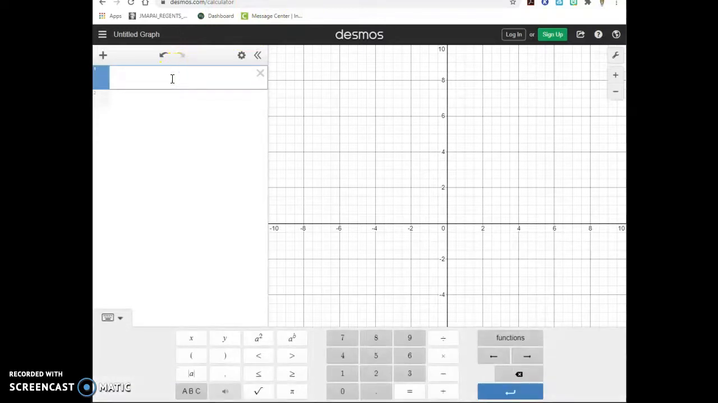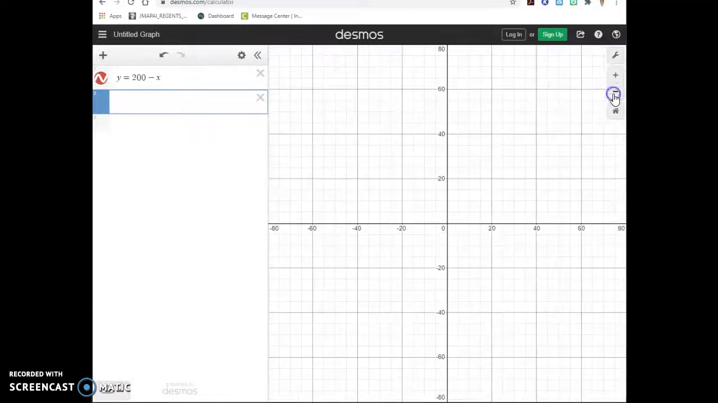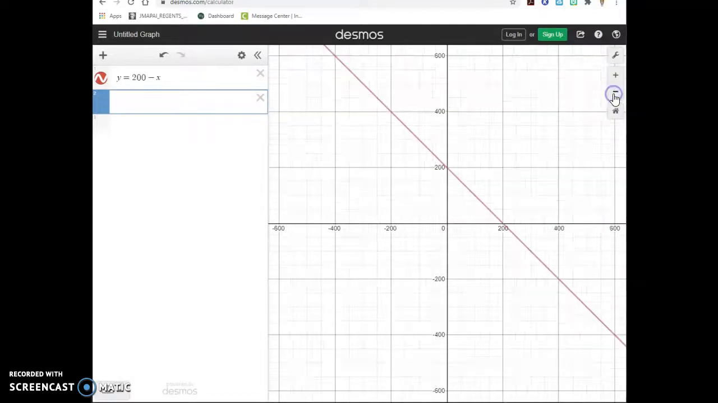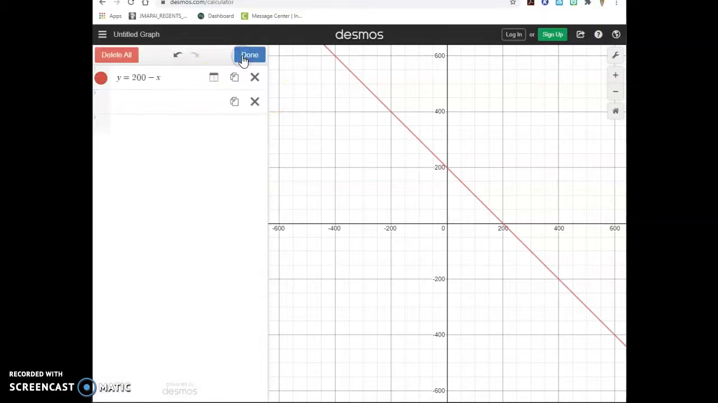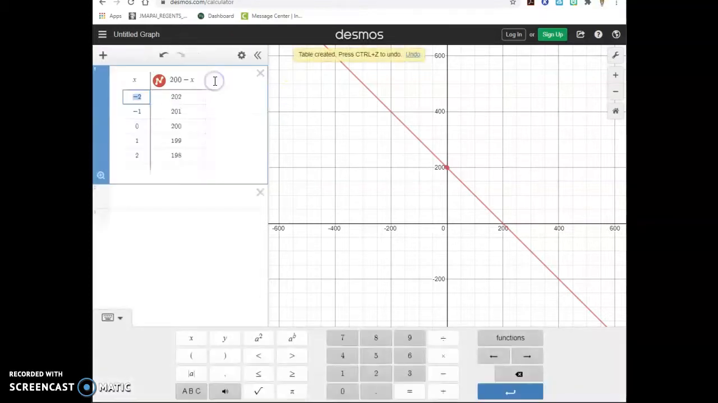In here, you can put your equation. So we can't get the points if we use an inequality sign. So instead of y is less than or equal to 200 minus x, I'm going to write y equals 200 minus x. That way I can get the points from the table. So the line doesn't show up because of the scale. So if I use this minus sign to zoom out, you can kind of see the line start to show up. But we want to go based off the points anyway. So to get points, you'll hit this gear key. And then this looks like a table.